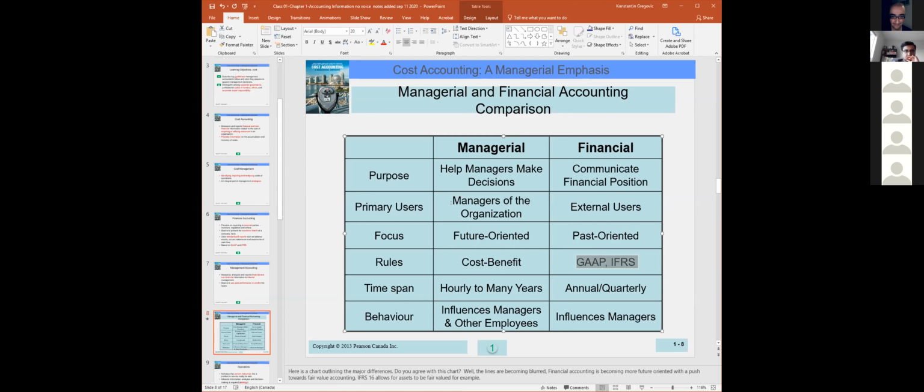Primary users: managerial, this is kind of iffy. I see managers using financial statements as well. But financial is more geared to external users. So external users, investors, creditors, they'll look at financial statements. Most creditors will never ask for a managerial statement.